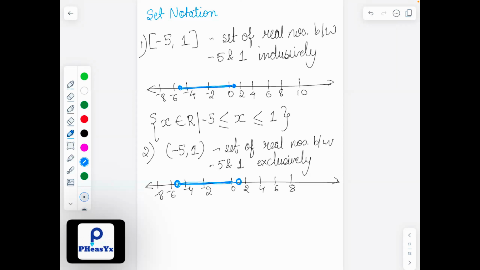So in set notation, we will write like this. x can be any real number. Here this is called belongs to. x belongs to real numbers such that x is greater than -5 and less than 1. Remember to use curly braces in set notation.